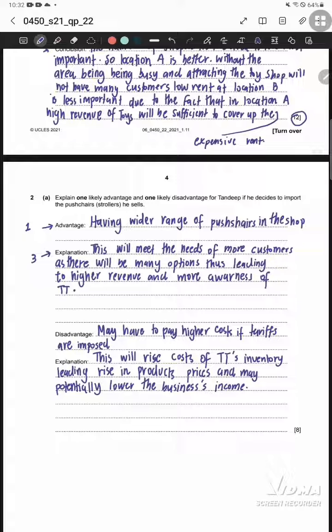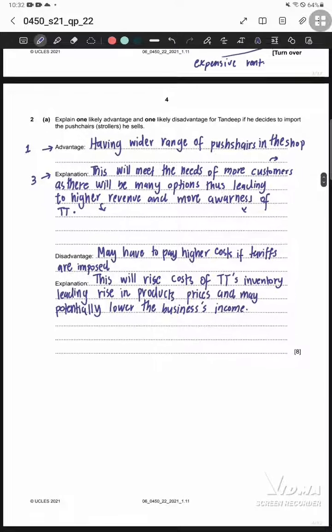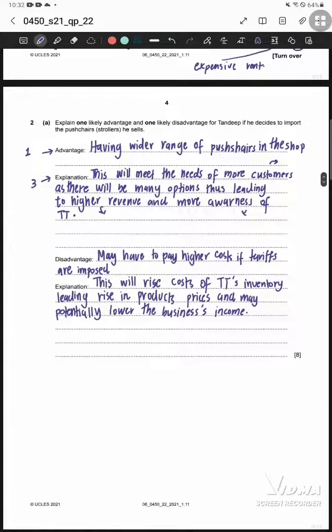Now here I've mentioned more customers are satisfied basically, and another point is higher revenue and awareness of the brand. So I think this could be 3 marks. It could be less, but they might reconsider. So I think it's 3 valid points.